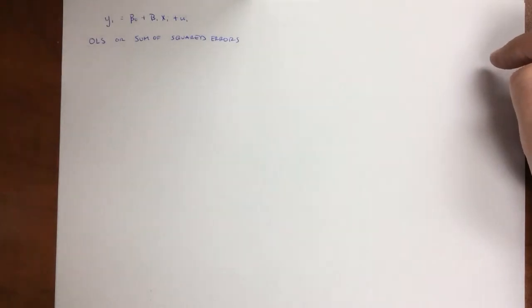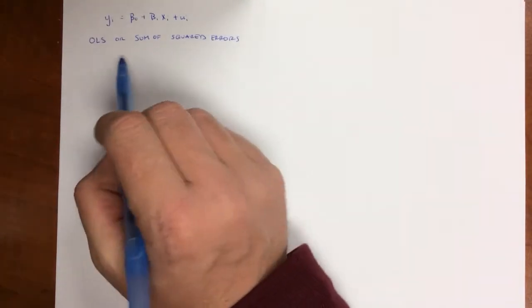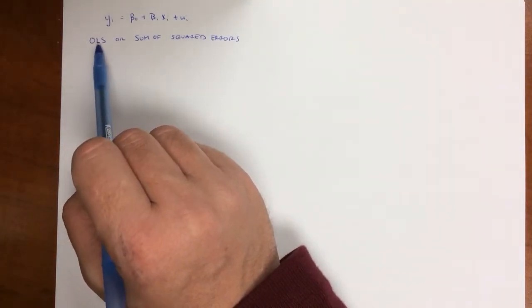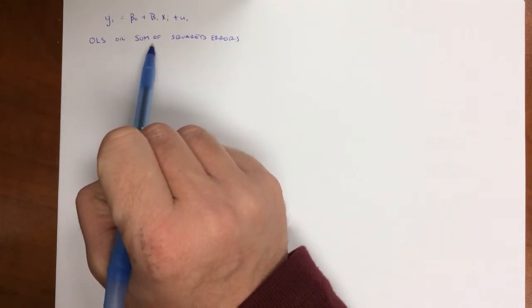All right, so I do want to provide this. This is not necessary for the Econ 2500 class, but just to show you how we actually solve for our beta naught hat and our beta 1 hat and work through the whole process. The first thing to think about is that this is called OLS, or ordinary least squares. It's also called sum of squared errors.